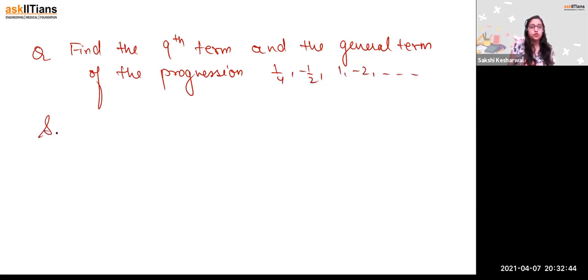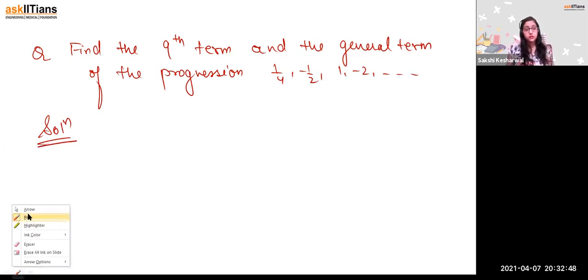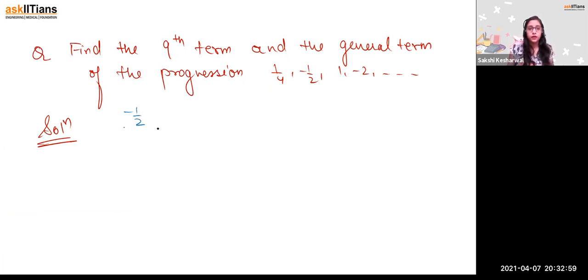So first you have to check whether the given progression is an AP, GP, or what it is, right? So first you'll check that it is an AP or GP. I don't find this is an AP. This seems to be a GP, right? So see over here what we'll be doing. Minus 1 by 2 divided by 1 by 4, which is equal to minus 2, yes or no? If you see that this is A1, A2, A3, and this is A4.